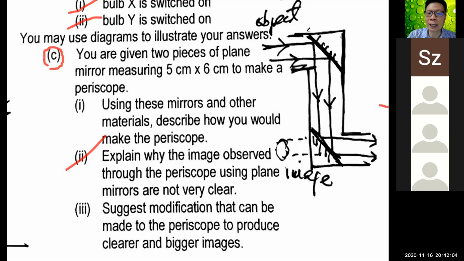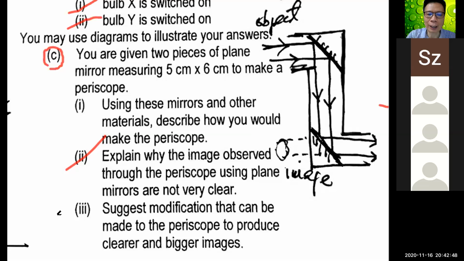Multiple images are because the mirror can reflect light from all directions. From here, from here, from here, all directions you can reflect the light. So that means a lot of images can form here. All the images are overlapping each other, because one direction reflects, the next direction reflects. Different reflections produce different images, so you have many images formed here, overlapping each other. So it becomes multiple images, so it's not clear. Okay, that's it. Got all the answers already?